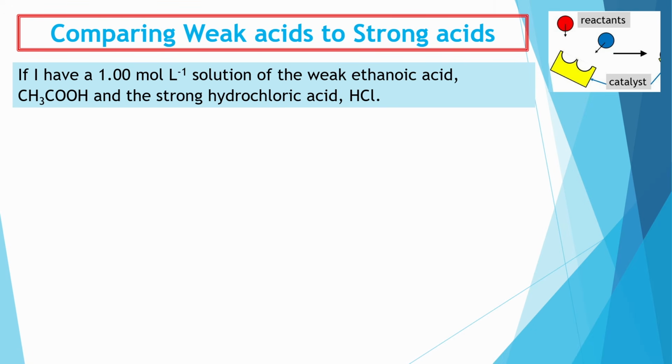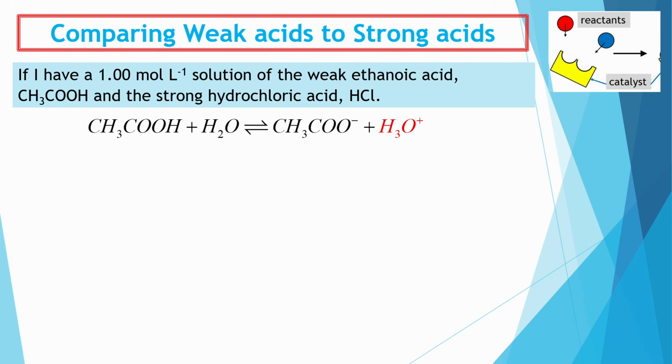Now, often in the exam, they'll also say the pH of the ethanoic acid is 3.4 and the pH of the HCl is 1. So they might give you pHs just to help you out a wee bit here. I haven't, but let's take what I just said to help us out.